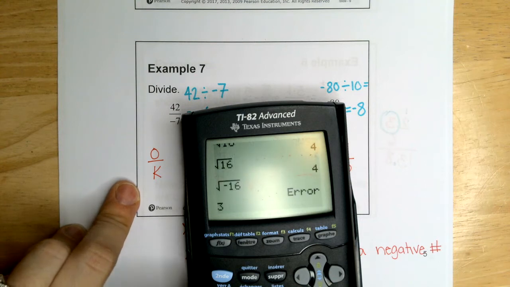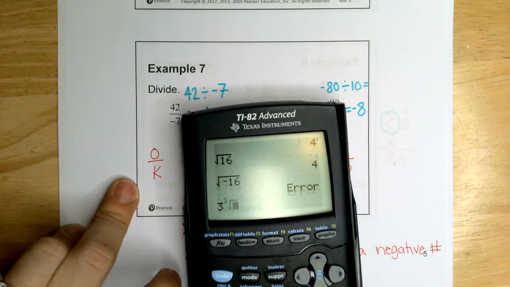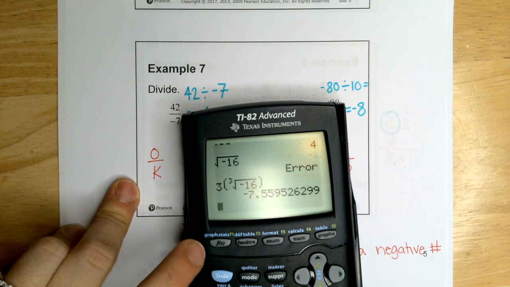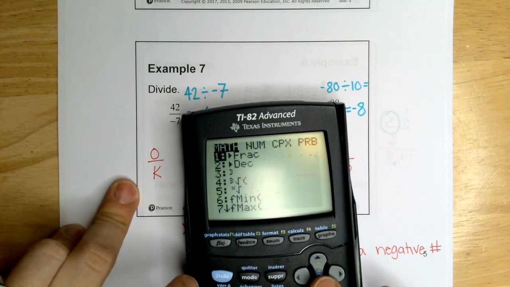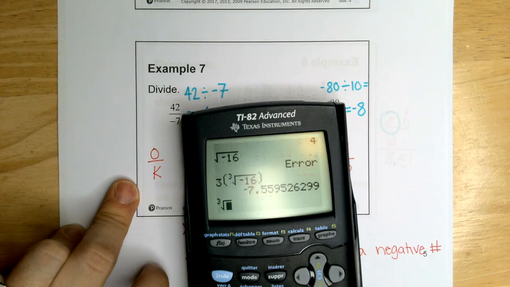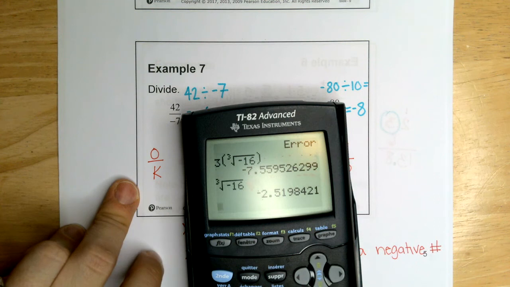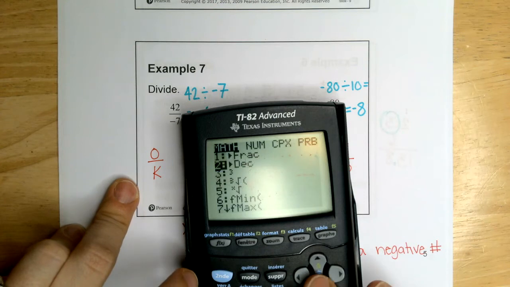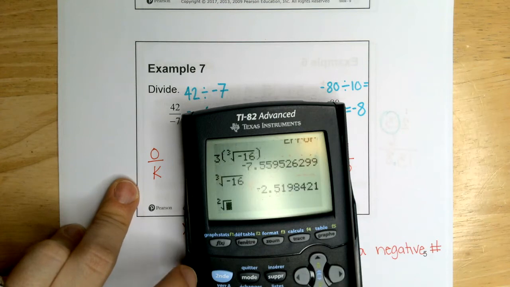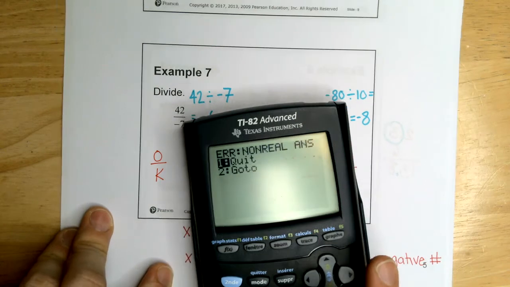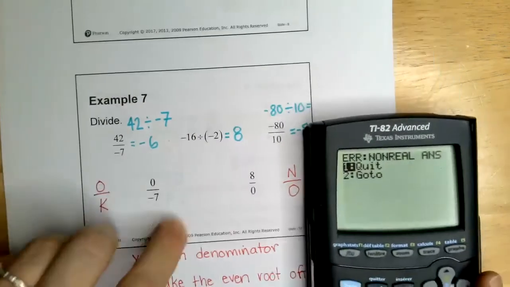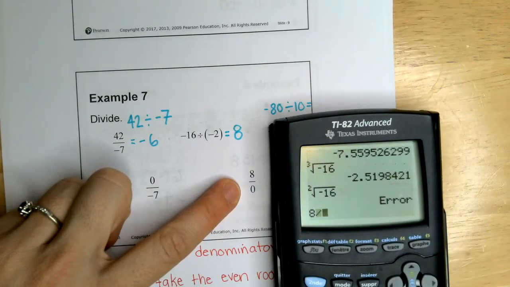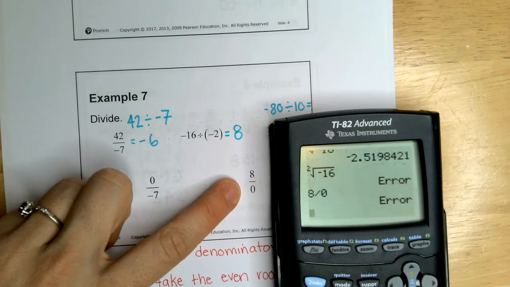You could do the 3rd root of negative 16. You can do the cubed root of negative 16. You cannot do the square root of negative 16. Non-real answer. You also cannot divide by 0. Okay.